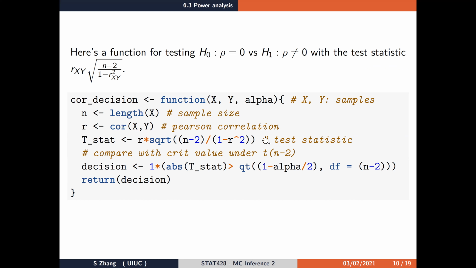What we want to do next is to compare the test statistic with the critical value given by the t-distribution. So the critical value is again qt, the 1 minus alpha divided by 2 quantile, where the t-distribution has n-2 degrees of freedom. If the absolute value of the test statistic is greater than t star, then in this case we want to reject the null. Otherwise, we accept the null hypothesis. In the end, we return 0 or 1, indicating whether we accept or reject the null hypothesis that the correlation is equal to 0.